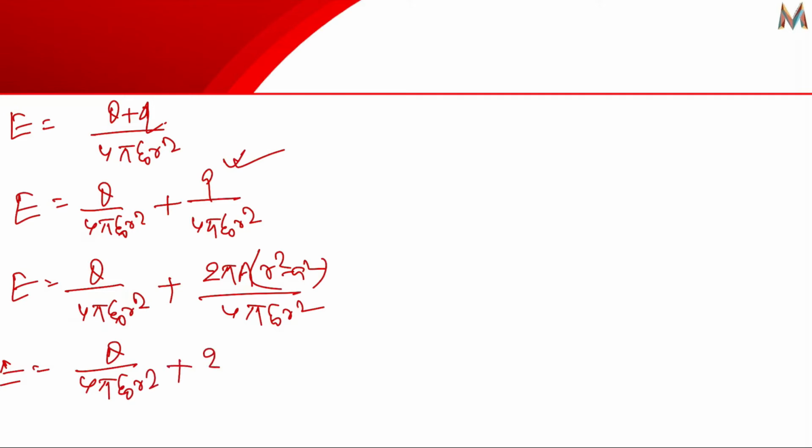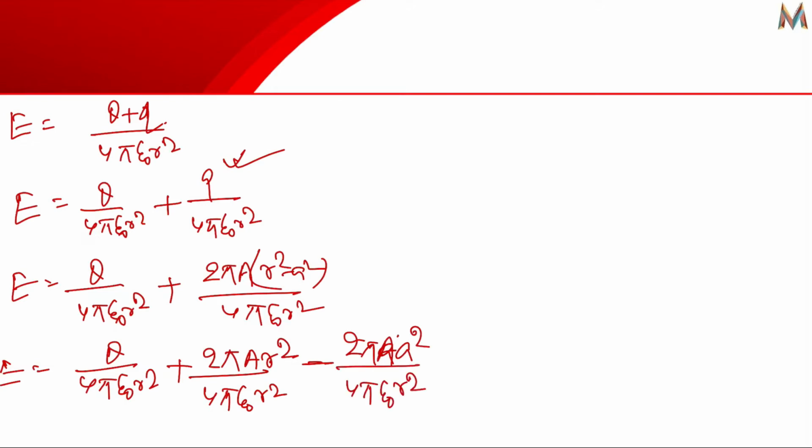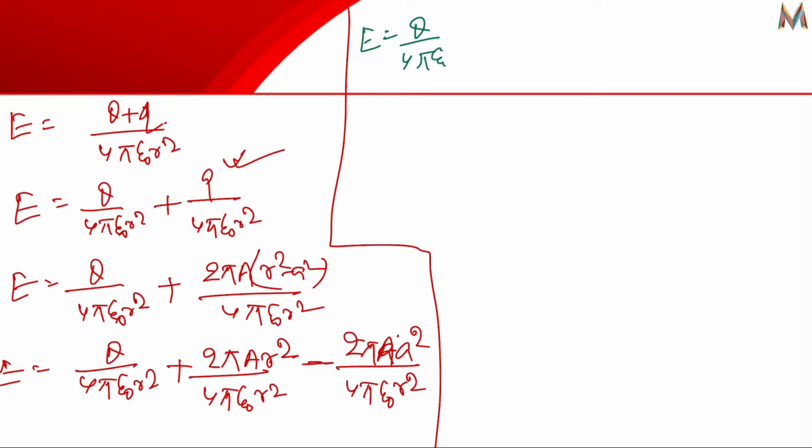If we resolve it further, it will be E equals Q by 4 pi epsilon naught r square plus 2 pi a by 4 pi epsilon naught, minus 2 pi capital A small a square upon 4 pi epsilon naught r square. Now, if we rearrange it, then this r square gets cancelled in the second term, so it will be plus 2 pi a upon 4 pi epsilon naught.